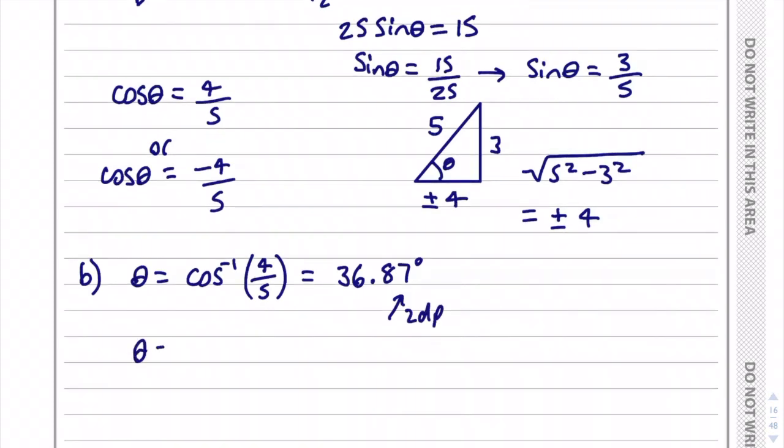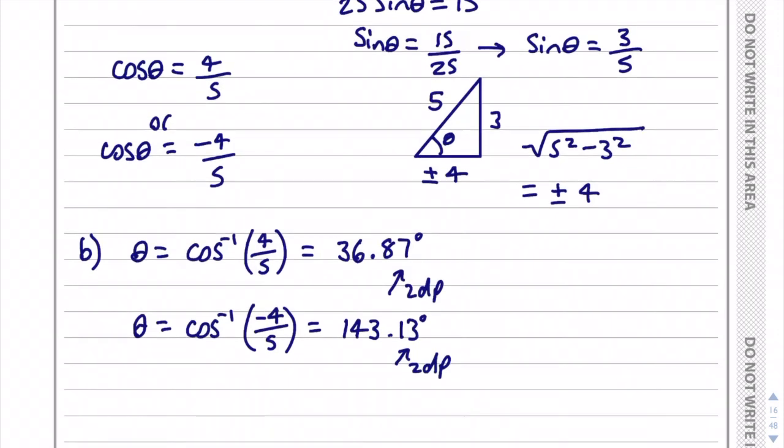And then we've got theta equals the inverse of cosine of minus 4/5. And that simplifies to 143.13 degrees to 2 decimal places. So you should be able to see that cos theta equals minus 4/5 gives the largest angle of theta.